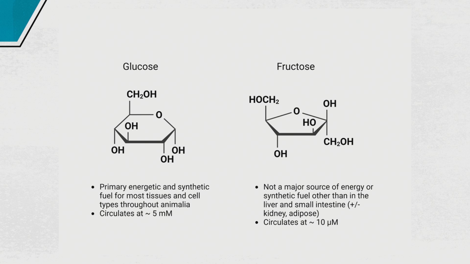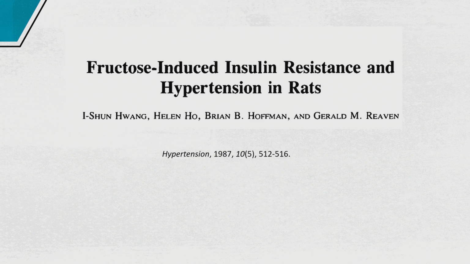Fructose is not a major source of energy or synthetic fuel for most of the cells or tissues in the body. And in peripheral circulation, it's only found at about 10 micromolar concentration, right? But it's present in sucrose, this dietary sugar, in equal amounts to glucose. And so fructose is catabolized in the body much differently than glucose is. And it was recognized beginning really in the 1960s.